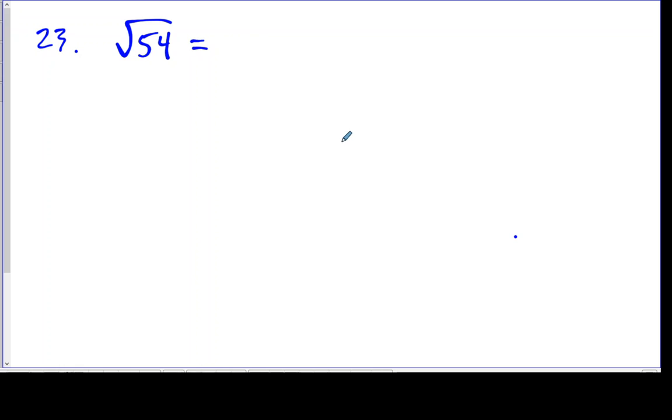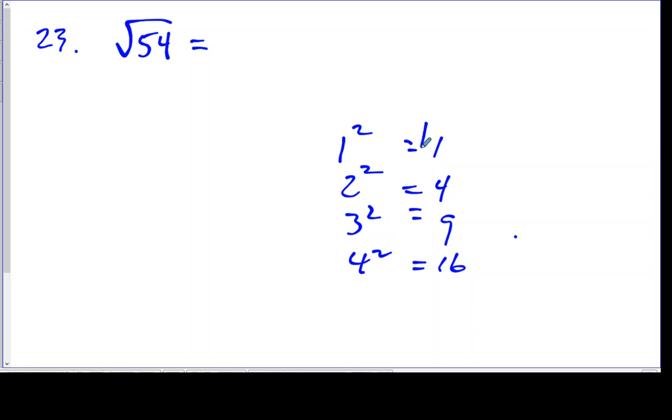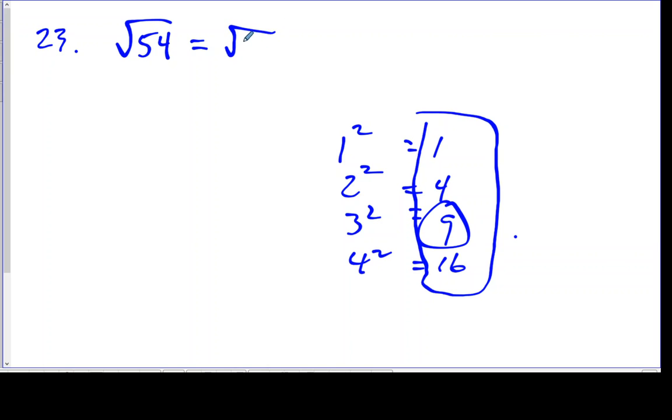Remember, perfect square factors are 1 squared, 2 squared, 3 squared, 4 squared, and so on, which would be 1, 4, 9, 16. So these numbers here are the perfect squares, and we want to be thinking, all right, are any of these numbers a factor of 54? Well, we notice 9 is a factor of 54, so we can rewrite 54 as the square root of 9 times the square root of 6. And now we've got the factor of radical 9 taken out.